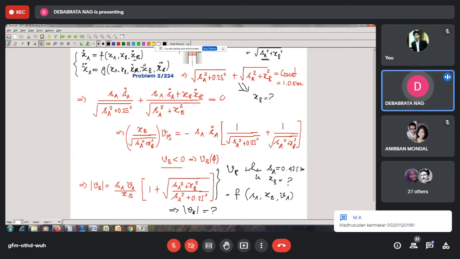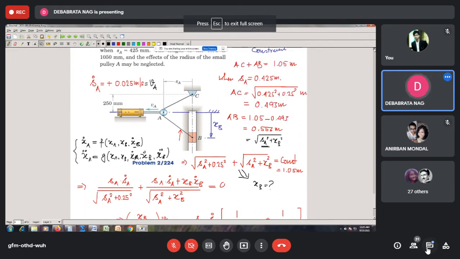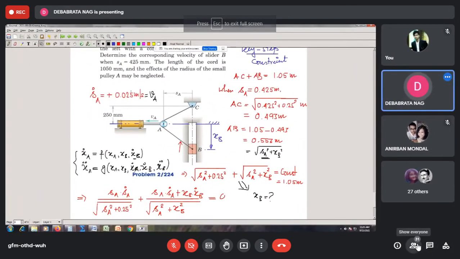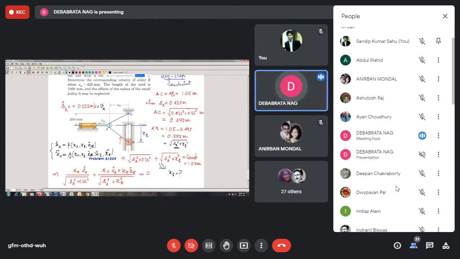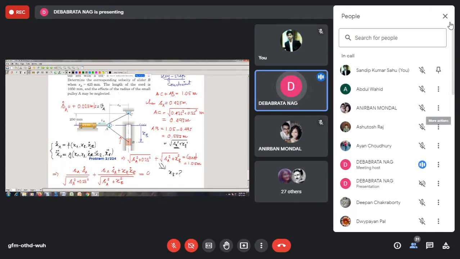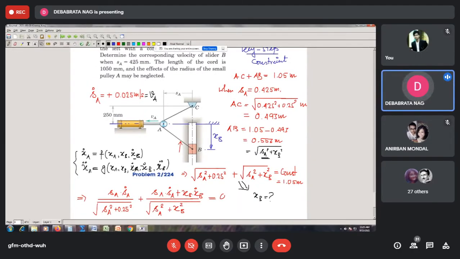Similarly, this question is not being given, but I ask you to solve this problem. For this problem, it is being told that other things all remain the same. You are being told to find the corresponding velocity and acceleration of slider B when SA equals 425 millimeter. That means not only do you have to find the velocity of this block B, we should be able to determine the acceleration of block B also.